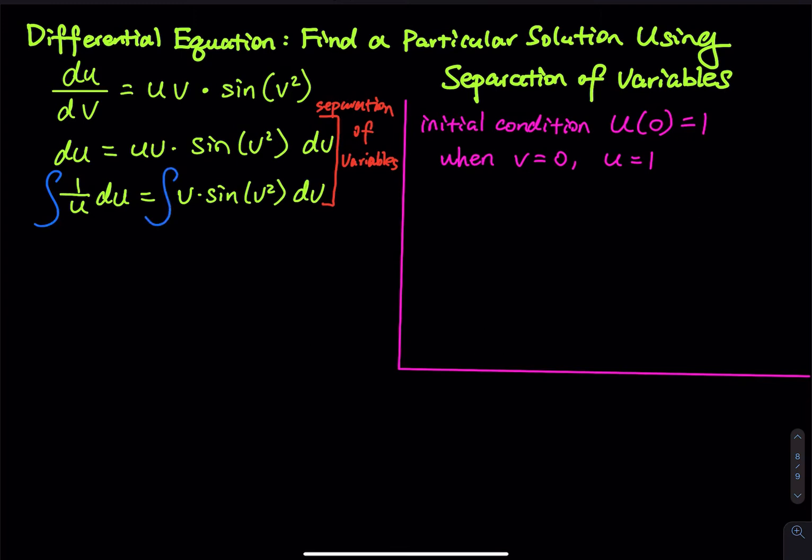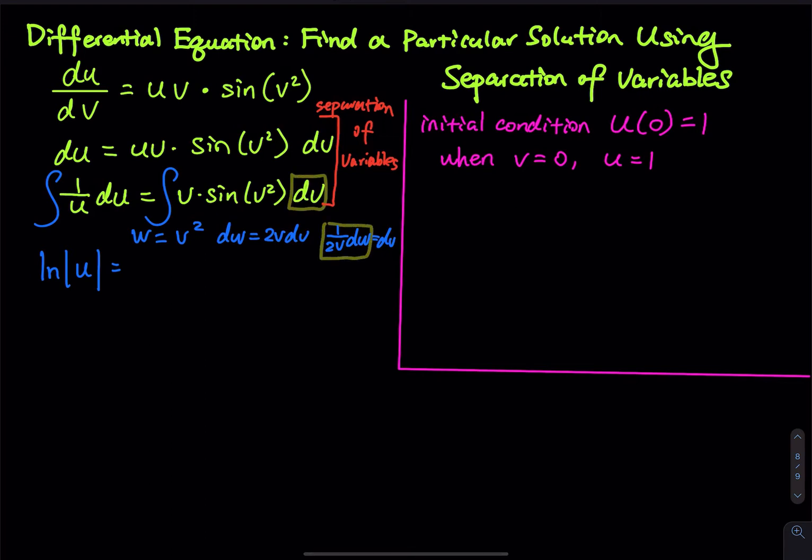On the left hand side, the integral of 1 over u is just ln absolute value of u. And then on the other side, you have to use a u substitution, but the variable u is used, so let's use another letter. Let's use w equals v squared, and then dw equals 2v dv, and then 1 divided by 2v dw equals dv. This is for the change of variable. I am going to replace the dv with 1 over 2v dw. So let's do the change of variable.